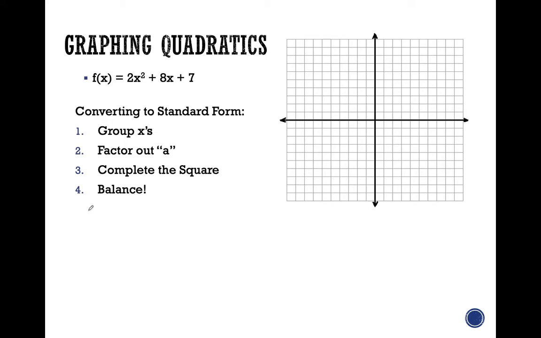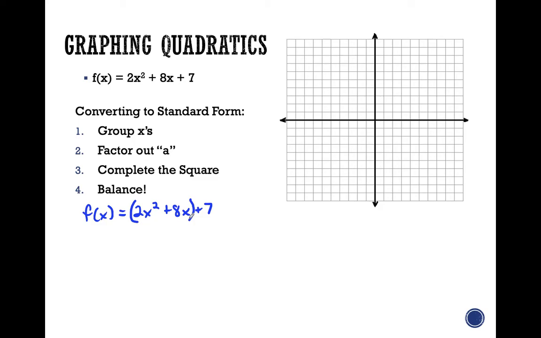Grouping our x's. I'm just going to rewrite my function here so we can work our way through it and see everything from beginning to end. So we have 2x squared plus 8x plus 7. The first thing I'm going to do is literally group my x terms. I'm going to put parentheses around those x's. The first two terms contain an x, so let's group those together.